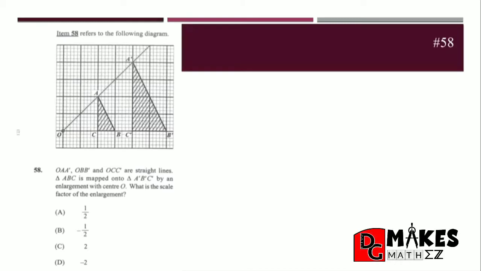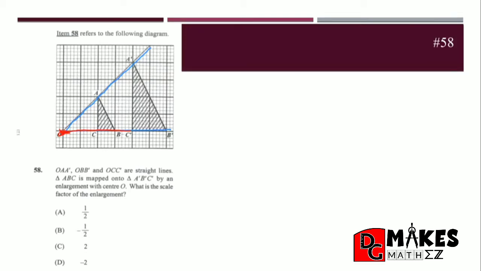Question 58 says we have these two triangles and we see the lines OAA prime, OCC prime, and OBB prime. Let me just ensure that you can see what we're referring to. So we have this line OAA prime, OBB prime, and I'm going to put in red since it's also on the same line, OCC prime. All of those are straight lines, and we have the triangle ABC, which is mapped onto the triangle A prime, B prime, C prime by an enlargement, and this is our center of enlargement right there. So, what is the scale factor of enlargement?